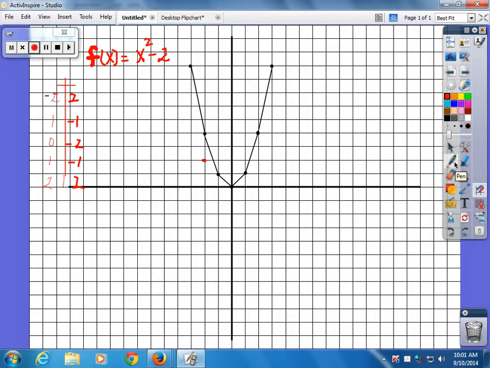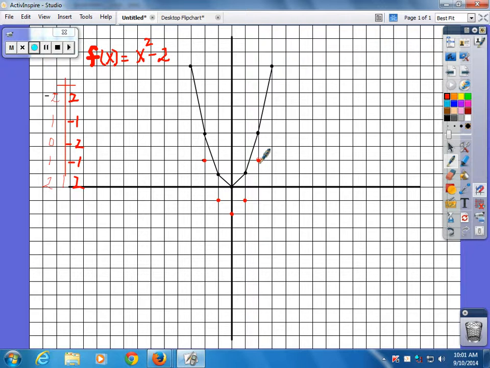And the next one is -1, 1. That's supposed to be a -1. -1 squared minus 7. That's supposed to be a -1. -1 and -1. 0, -2. 1 and -1. And 2, +2.